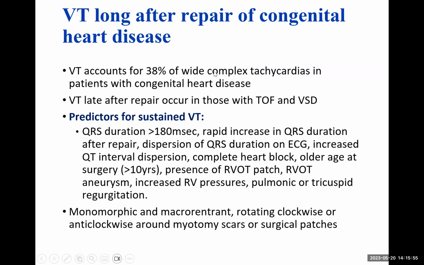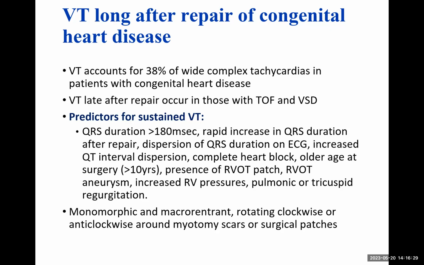VT in patients with congenital heart disease is a special group of patients. I'm not going to discuss them, but remember they have a high risk of having wide QRS complex tachycardia. Predictors for sustained VTAC are different from the populations we have in patients with other structural heart disease like ischemic heart disease or dilated cardiomyopathy. It depends on the duration of the QRS complex: when it is 180 or more, a rapid increase in QRS duration after repair, dispersion of the QRS complex intervals, the presence of a patch in the right ventricular outflow tract, and others.